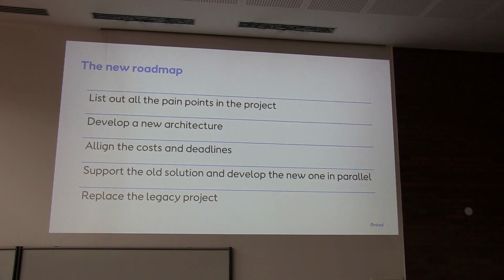And so how to solve the issues all at once? This is the new roadmap. List all the pain points of the project, develop a new architecture, align the costs, agree with stakeholders that we're going to get budget and support on the solution, and develop the new one in parallel. And finally, when it's done, replace the legacy code with the newer solution. How do you like it?